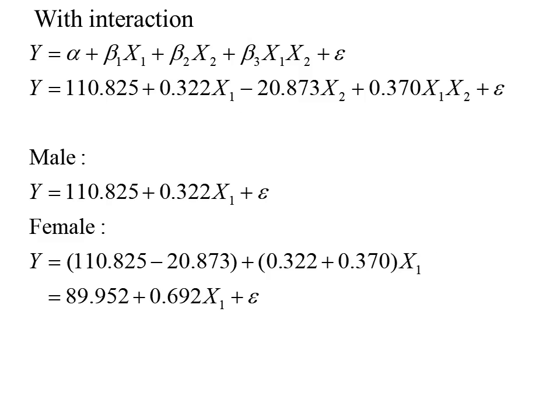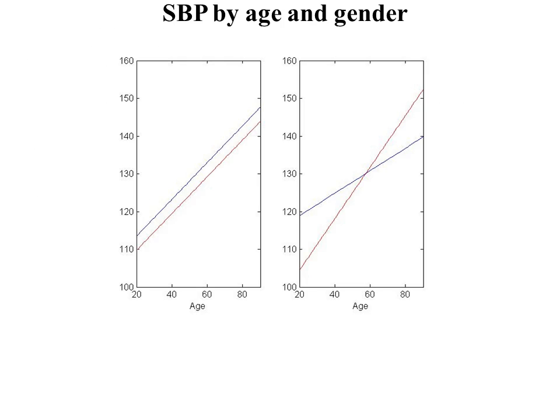The beta for age is 0.322 for males but 0.692 for females. This is a substantial difference. What does this mean? To understand the gender difference in beta for age, let's look at this graphic presentation of the regression results. The leftmost figure shows what the results of regression without an interaction term imply. The rightmost figure shows results that imply an interaction.